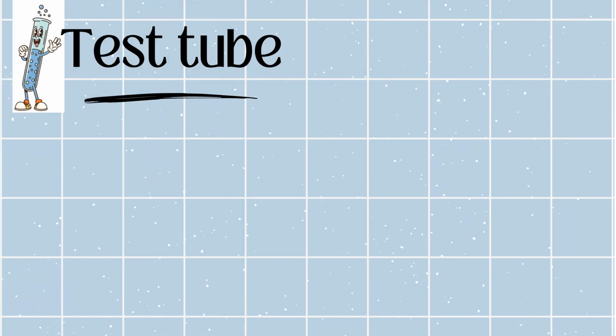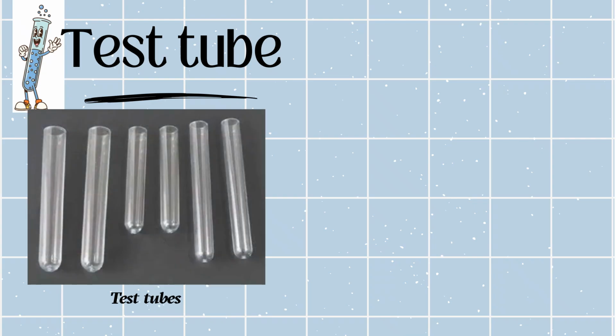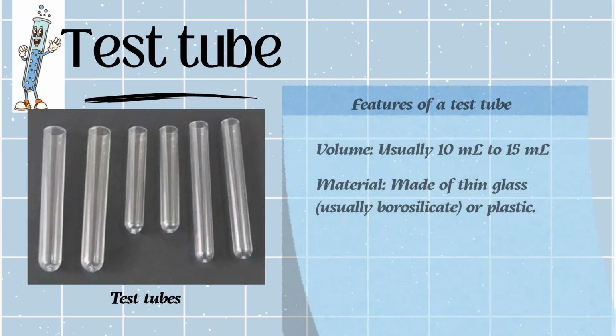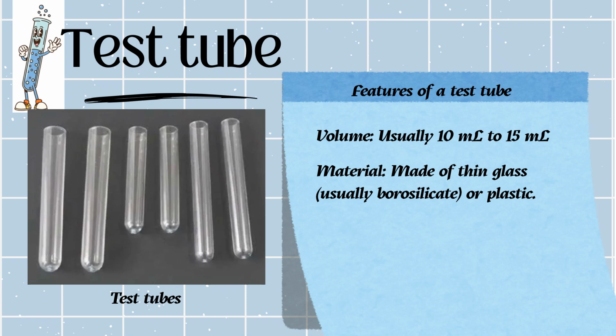The first apparatus that we are going to discuss is the test tube. This is how a test tube looks. It has a cylindrical body, a hemispherical bottom and a circular opening. Now it has certain features. The volume of a test tube varies between 10 ml to 15 ml. If the volume is less than that or more than that, you will not call it a test tube. We have other names for those.